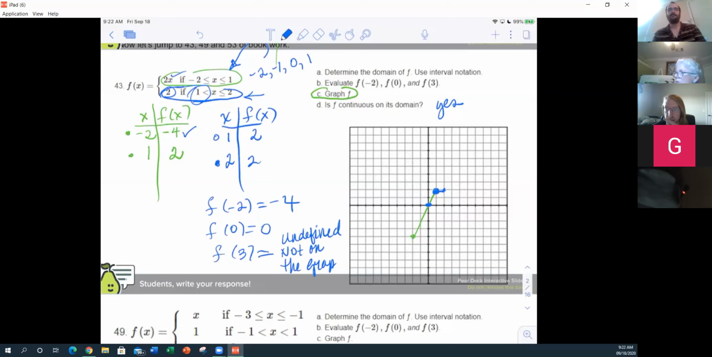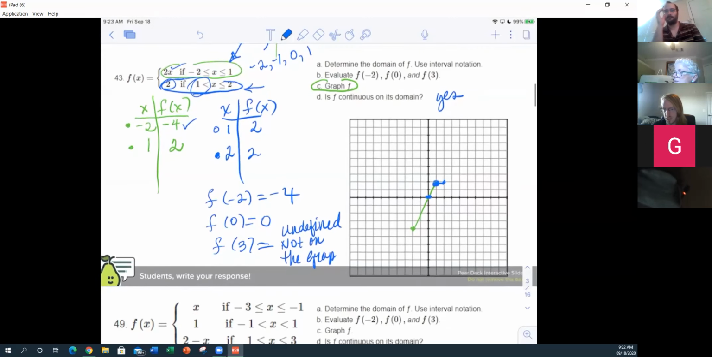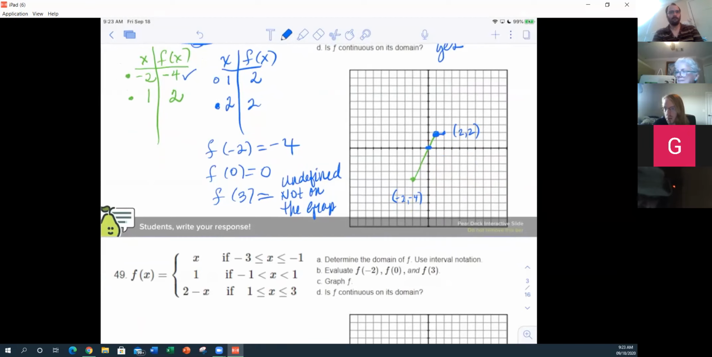All right, so we're going to want to talk about the domain. So what is the domain here? Hunter, what's the domain? -2 to 2. Yep. And what's the range? -4 to 2, right? Okay.